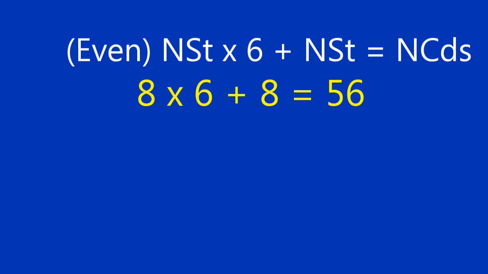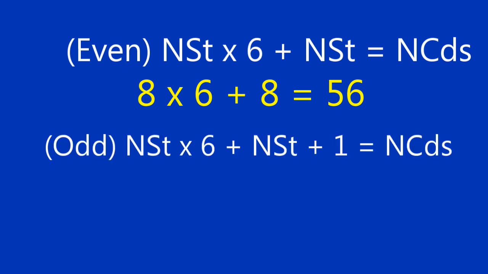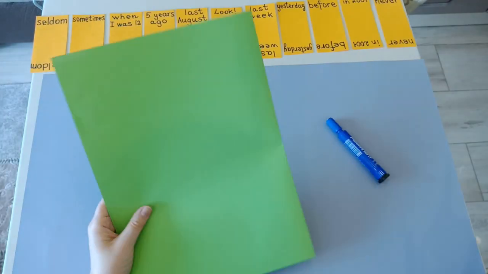If the number of your students is odd, then the only difference will be to add 1 to the total number of cards. For example, let's calculate the necessary number of cards for a group of 3. We multiply 3 by 6, add 3 because there are 3 students in the group, and add 1 because 3 is an odd number, and we get 22 cards.